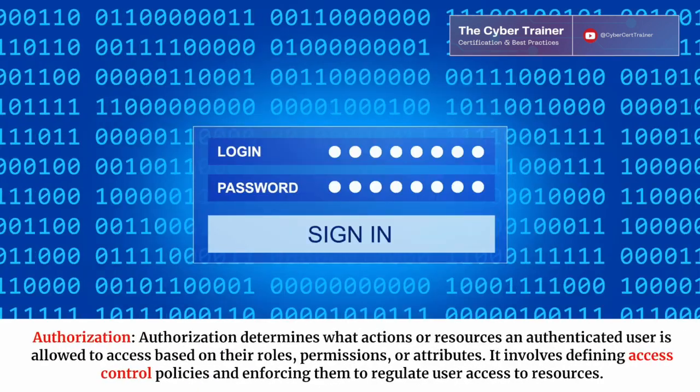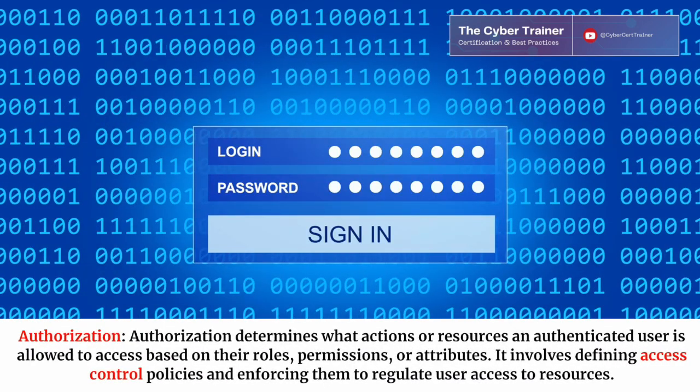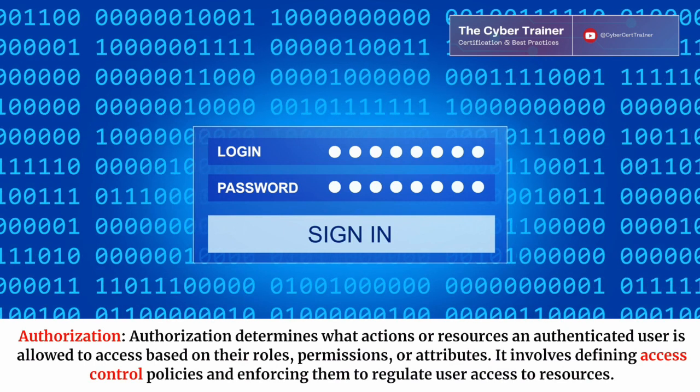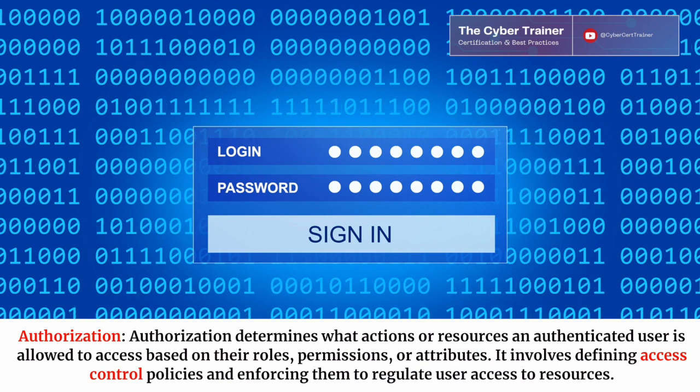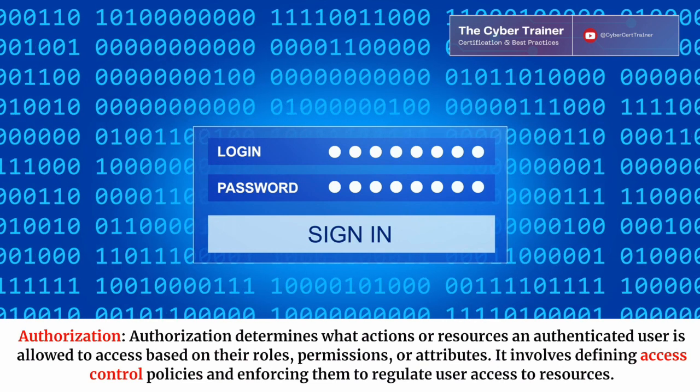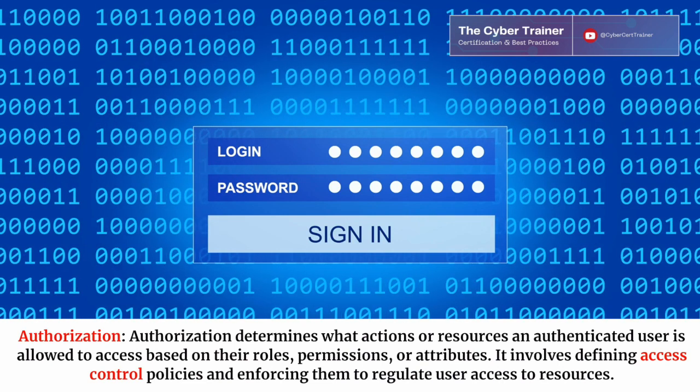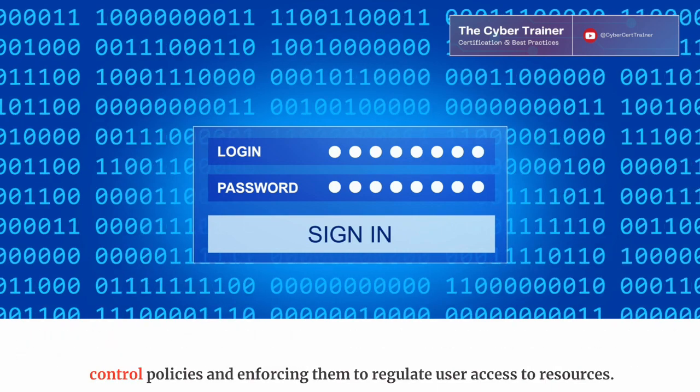identities. Authorization. Authorization determines what actions or resources an authenticated user is allowed to access based on their roles, permissions, or attributes. It involves defining access control policies and enforcing them to regulate user access to resources.